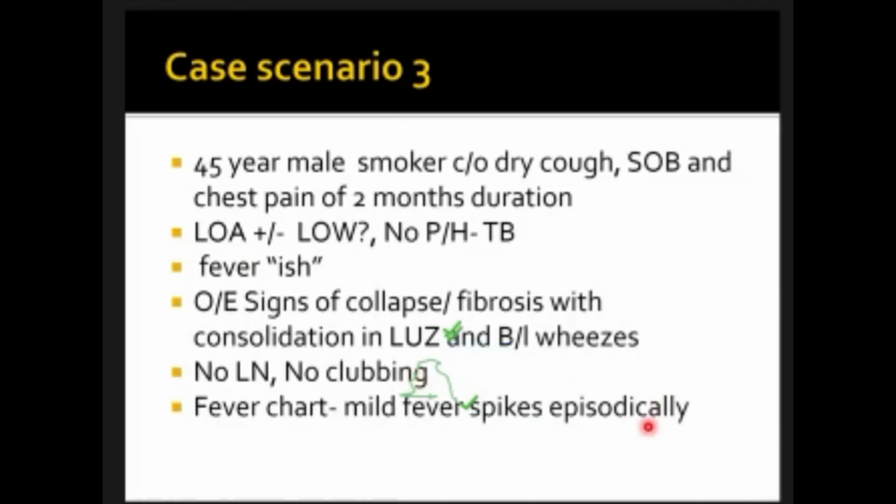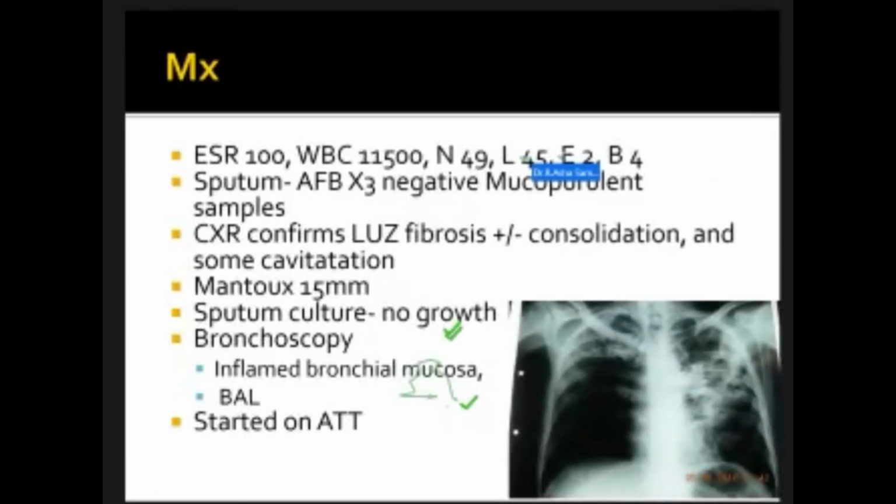And he has signs of collapse and fibrosis on examination in the left upper zone with bilateral vessels. No lymphadenopathy or clubbing. Fever chart shows mild fever spikes on and off episodically. And these are some of the patients who come in with this problematic appearance. His ESR is 100, white count is 11,500, just a little bit high. Sputum AFB is negative, mucopurulent samples.